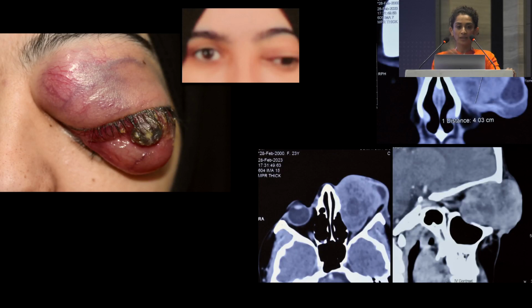But there are extremes also. This was a 23-year-old, who was again referred from Yemen. You can see how she presented. In January, her proptosis was very subtle. She was waiting for the visa. By the time she reached me in April, it was this situation. It's a recent case, a large lesion.